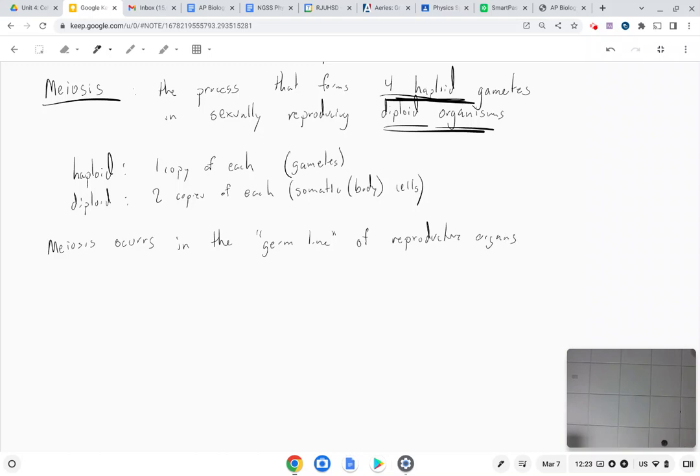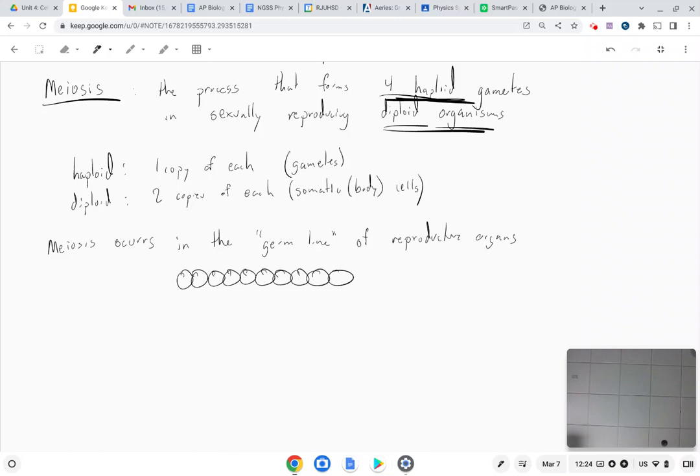Okay, so let's go ahead and just assume that this layer of cells here is the germ line, and this layer of cells is specialized to perform meiosis. In other words, and by the way, your skin cells are not doing meiosis. They don't know how. I mean, maybe they could, but they're not programmed to do that. They don't have the ability, really.